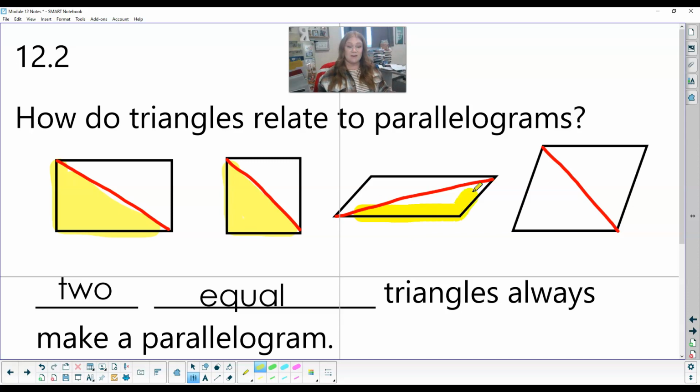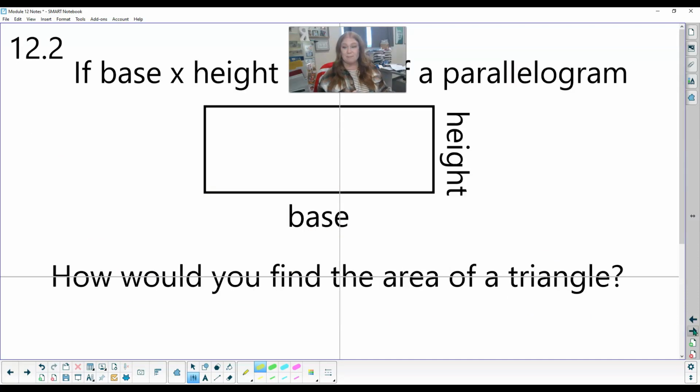Same thing here. If I want this triangle here, here's the base, here's the height, right? Which we know that parallelogram is really just like a rectangle. Base times height, cut it in half, gives us that triangle. If I want this top triangle, same thing. It's half of this, I'm cutting it in half. So two equal triangles makes that parallelogram.